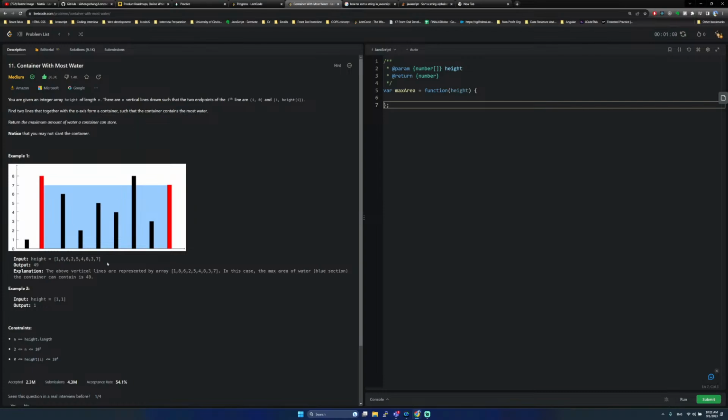Let's look at the example. We have this array: 1, 8, 6, 2, 5, 4, 8, 3, 7. The above vertical lines are represented by the array. In this case, the max area of water the container can contain is 49. 8 into 7... okay, 7 into 7 is 49. Yeah, gotcha.